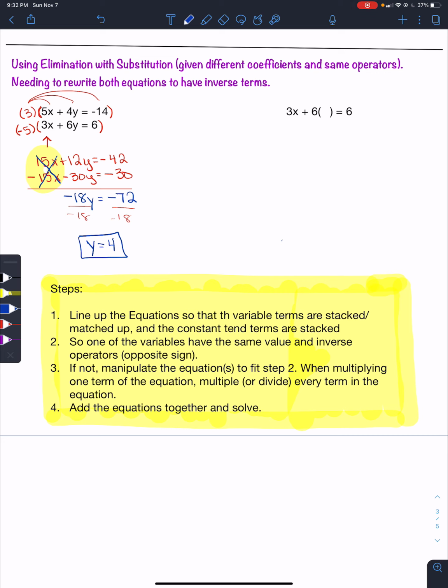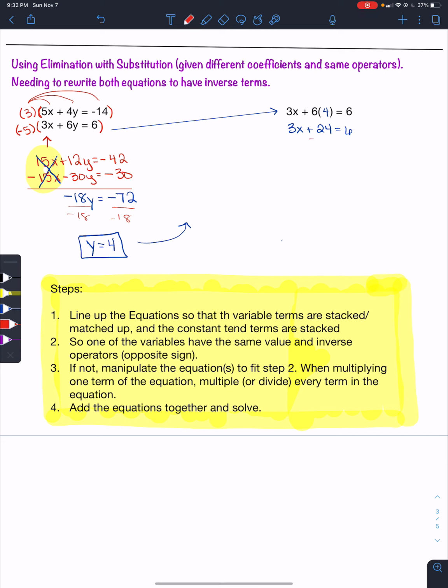Again, pick one of your original equations to do substitution. I feel like the second one looks easier to me, so that's the one I'm going to go with. Okay, instead of y, I'm substituting in that 4 that we had for y. So we've got 3x plus 24 equals 6.